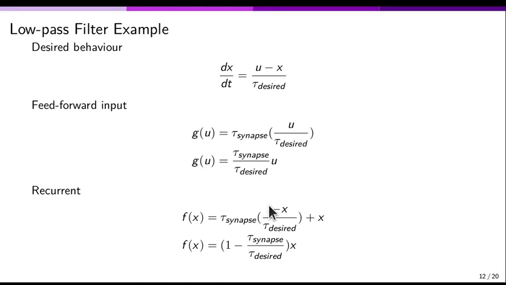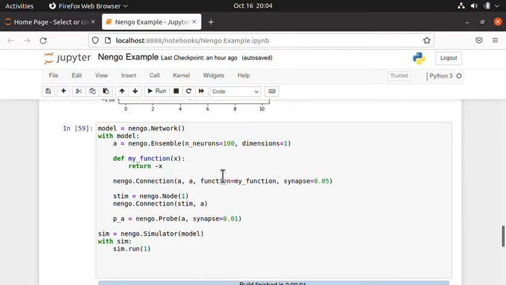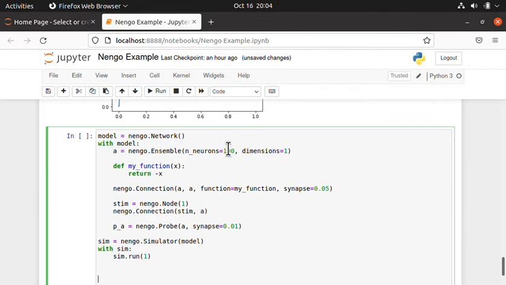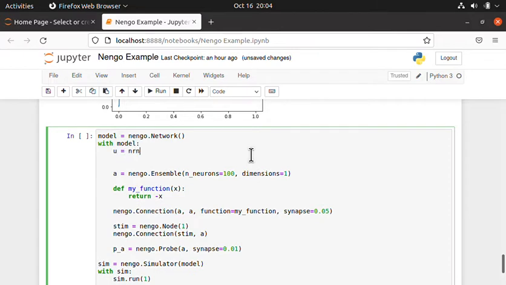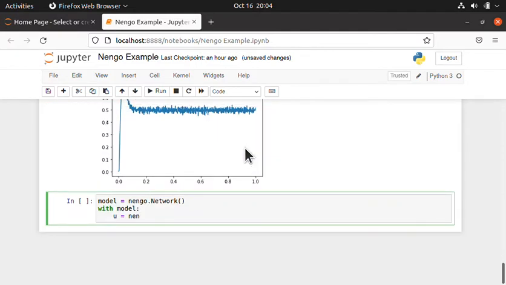Does that work? Well, let's go back here and find out. Let's go copy this code, put it over here. All right, let's go build something up. Yeah, let's just do this from scratch, sure. Let's have an ensemble.